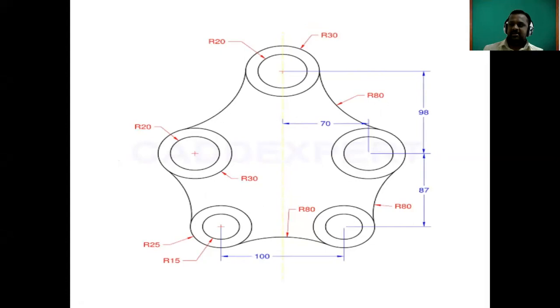Again, it is very simple. Yes, please. How to draw this figure? Circle command, sir, 10 radius. Okay, for which part do we have to use the 10 radius? Sir, the curve part. Okay, for this curve part, we have to use the 10 radius circle. Okay, very good.